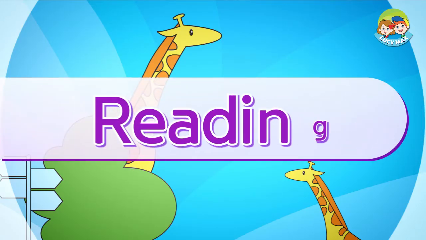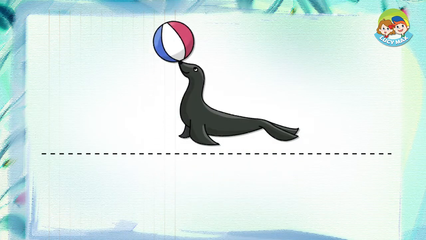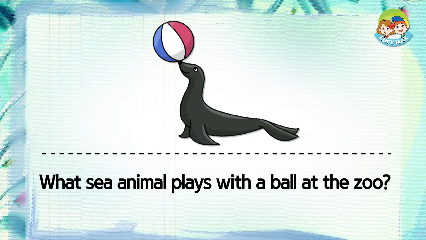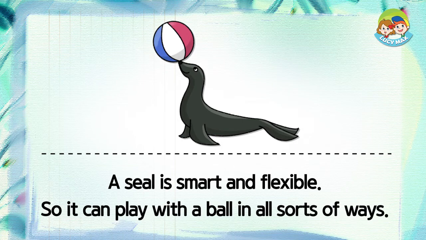Now you will read a story. After you read, you will take a quiz. What sea animal plays with a ball at the zoo? It's a seal. A seal is smart and flexible, so it can play with a ball in all sorts of ways.